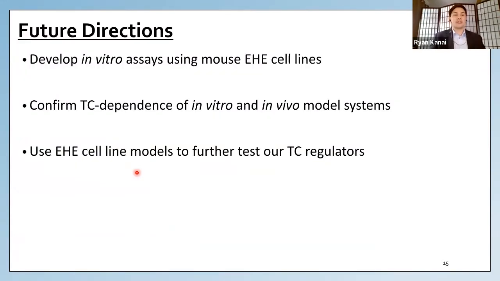So future directions for this section, of course, we want to develop some in vitro assays using the mouse EHE cell lines to validate our regulators a bit further. We want to confirm the TAZ-CAMTA dependence of the in vitro and in vivo models we established with the EHE cell lines, which Jordan Driscoll, I believe in the chat, asked a question earlier about. That is something that we're also working to do in parallel with Caleb. And so we're also looking to use those models to further test our TAZ-CAMTA regulators and make sure that they can repress TAZ-CAMTA1 driven functions.